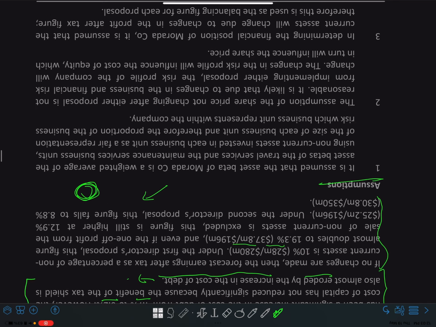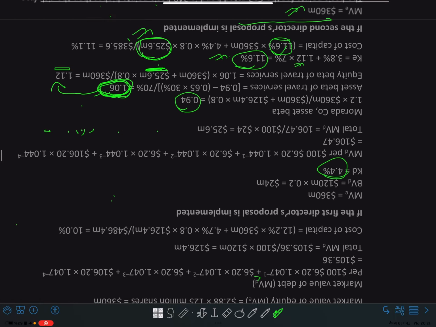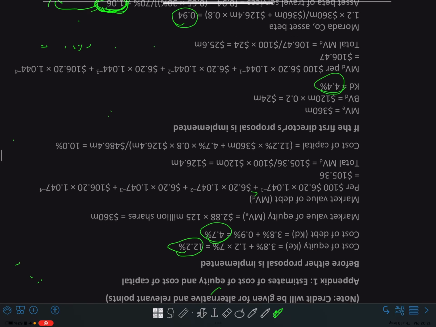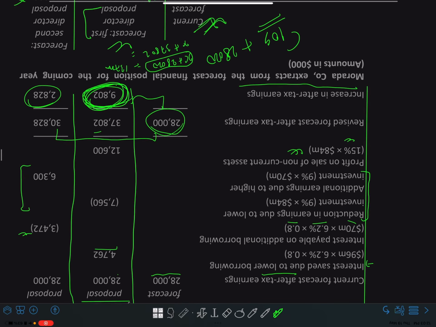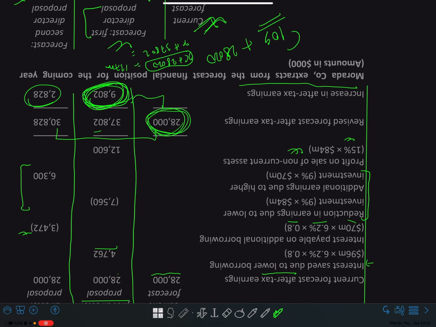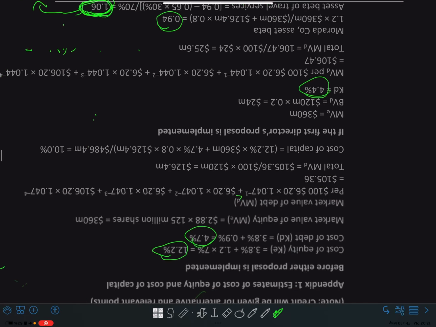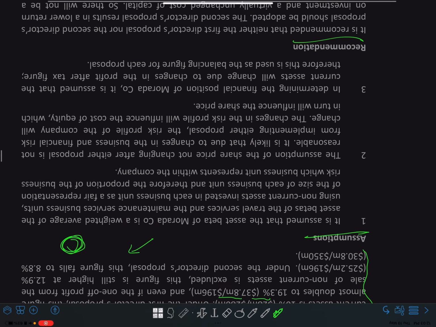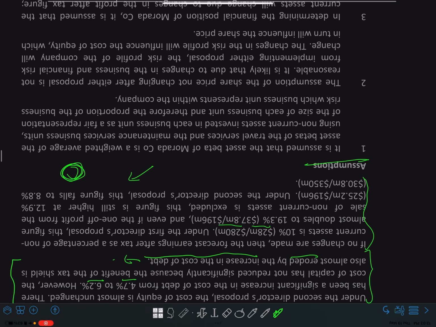Okay, in that case it's 28,000, right? Where is that? 28,000, right? And then we divide that with the total assets, right? 280,000, or let's just say 280. So that's a 10% change, right? After tax, if no changes are made.